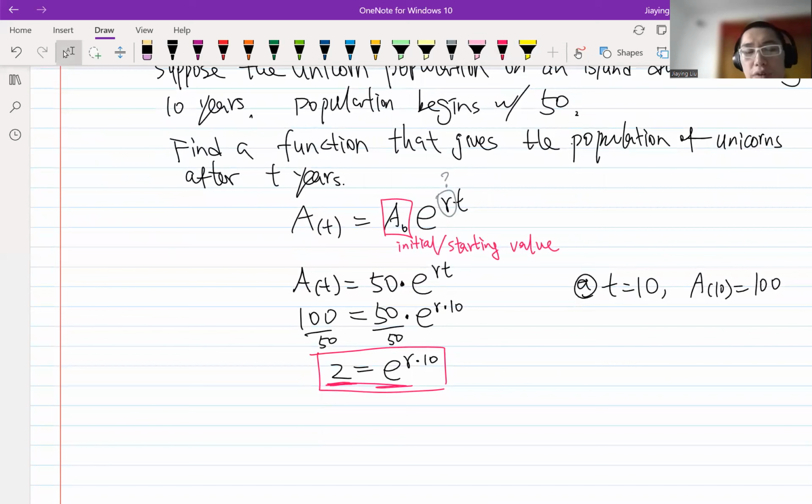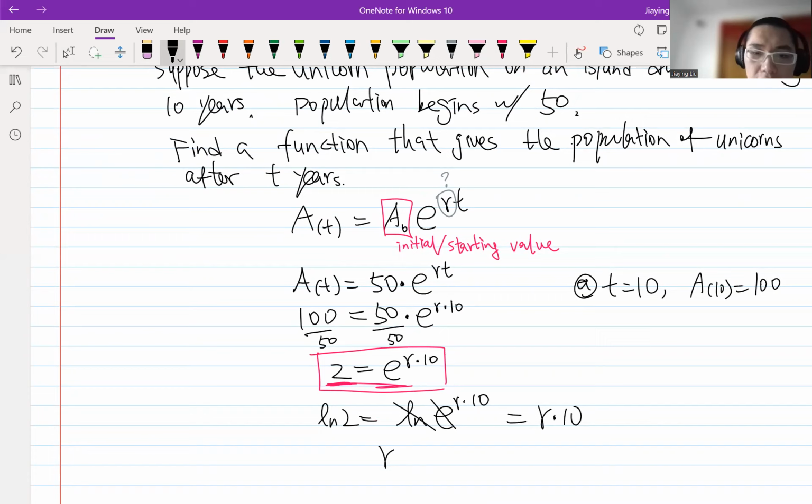So now we can solve for r by taking the natural log on both sides. We get natural log of 2 equals natural log of e to the r times 10. The natural log and the e cancel on the right-hand side, so that's just r times 10. So we get r equals natural log of 2 over 10. So that's the growth rate. It's a number. We don't have a calculator, so we can just leave it the way it is.